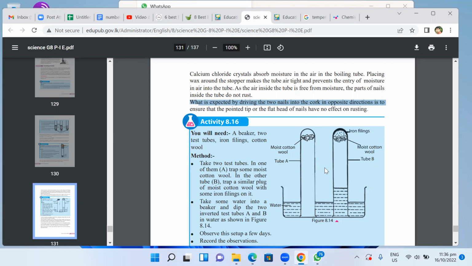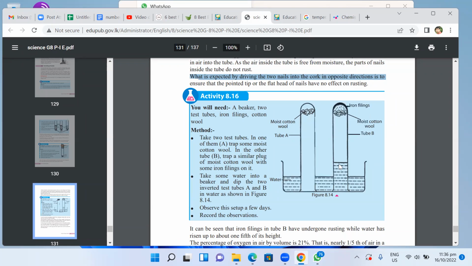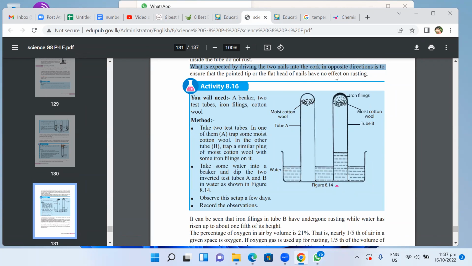Okay, so this is a very nice experiment, right? Here, moist cotton wool and moist cotton wool, same amount of moist cotton wool, and iron fillings are there and it is sealed. How to keep this for some time.